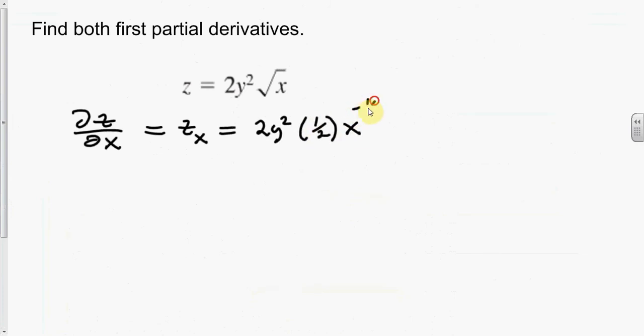So what about this one? And again, you can write this as the partial of z with respect to x, same thing as saying z subscript x. So we take the partial of z with respect to x. This is 2y squared, that's the coefficient, times the derivative of the square root of x. This is 1/2 times x to the negative 1/2 power, and you can write that as y squared over the square root of x.